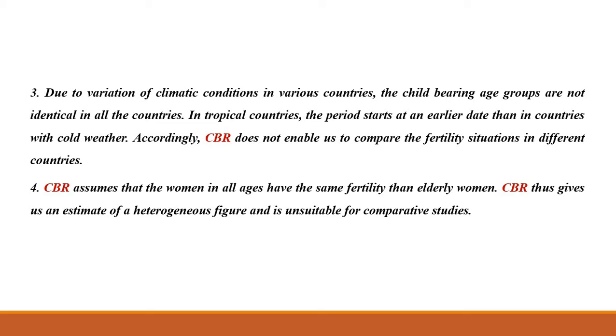Due to variation of climatic conditions in various countries also, the childbearing age groups are not identical in all the countries. In tropical countries, the period starts at an earlier date than in countries with cold weather. Accordingly, CBR does not enable us to compare the fertility situations in different countries. CBR assumes that women of all ages have the same fertility as elderly women. CBR thus gives us an estimate of a heterogeneous figure and is unsuitable for comparative studies.